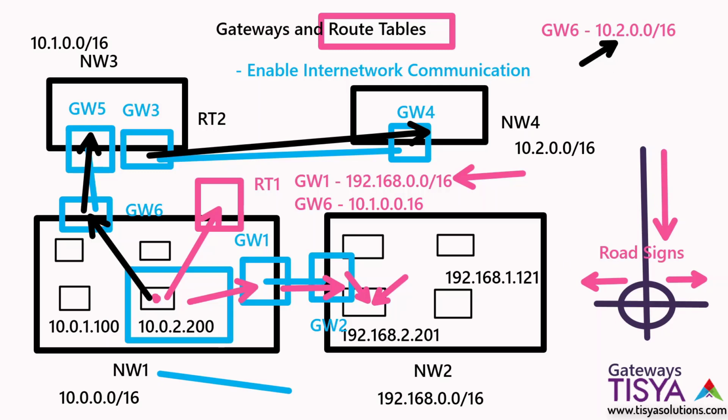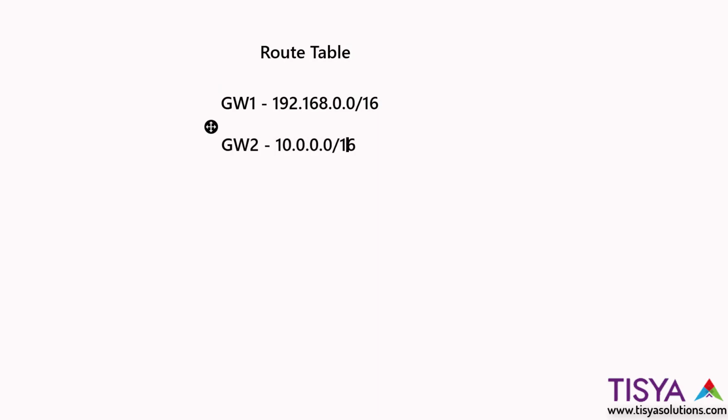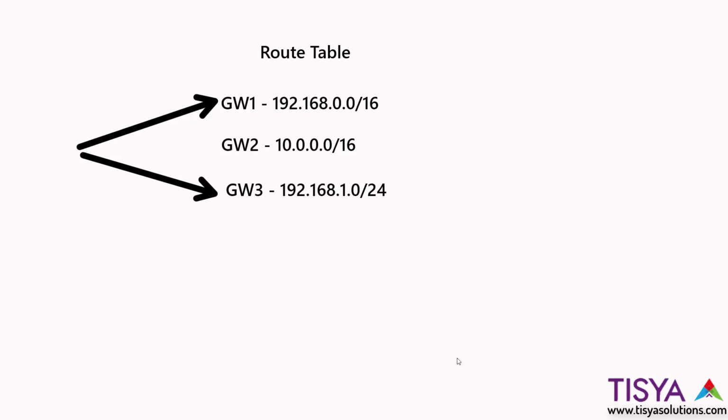Now, when we talk about this, we also need to understand something called the longest prefix. For example, if I have a route table for a network which says use gateway 1 to go to 192.168.0.0/16, and I also have another gateway which I say use to go to 10.0.0.0/16, and I also have gateway 3 which says 192.168.1.0/24. Now what you must notice is that two of these entries seem to have an overlapping CIDR.